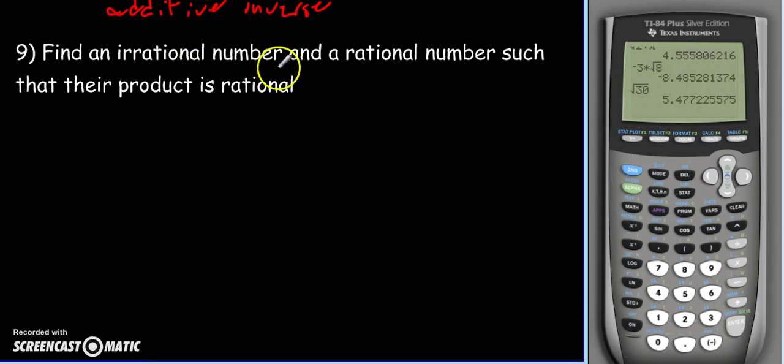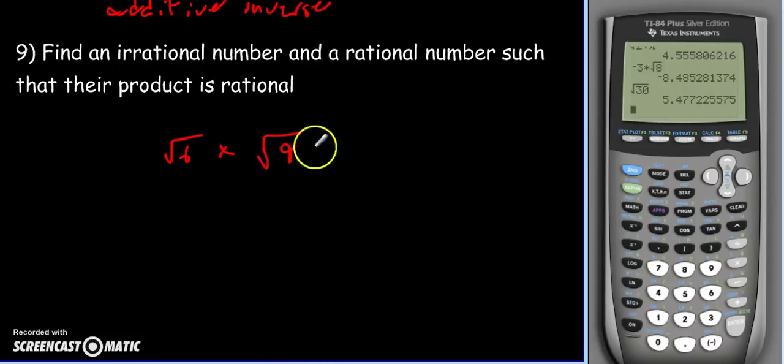All right, we're going to find an irrational number and a rational number such that their product is rational. All right, so let's say we have radical 6 times what would be rational. So if we multiply by radical 3, we would get radical 18, which is irrational, so that doesn't work. Radical 3 wasn't rational, so that wasn't an acceptable possibility.